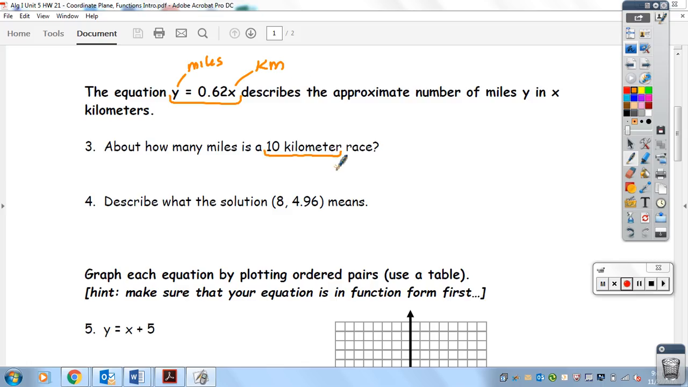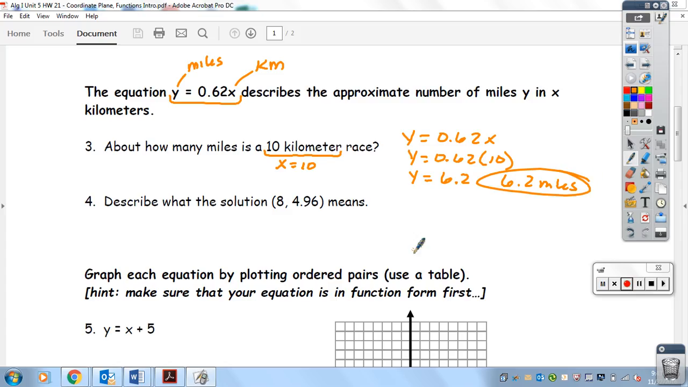Well, I know 10 kilometers is my x. That means x equals 10. So if x is 10, I plug that into my equation. y equals 0.62x, so y equals 0.62 times 10. So y equals 6.2. So my answer is 6.2 miles. That means that's a solution, which means 10 kilometers is the same as 6.2 miles, based on that equation.